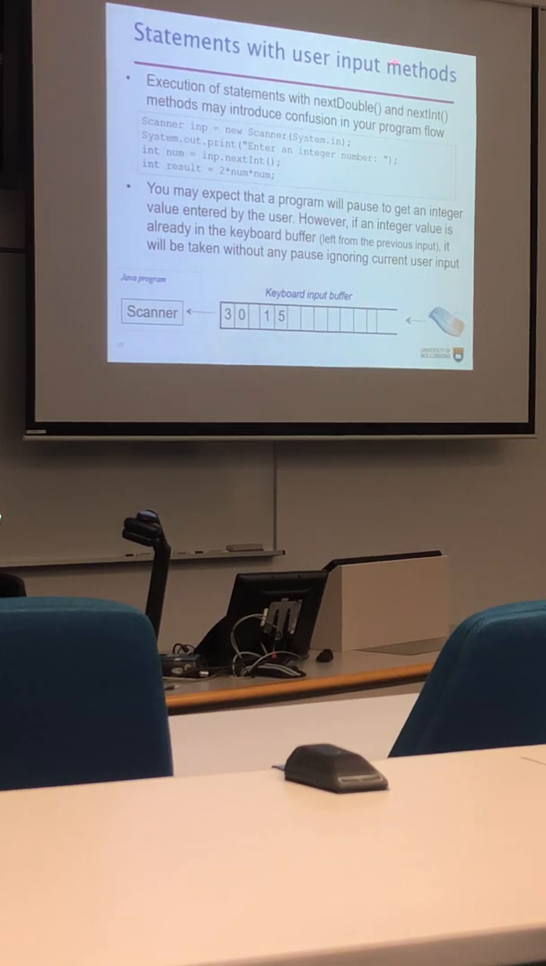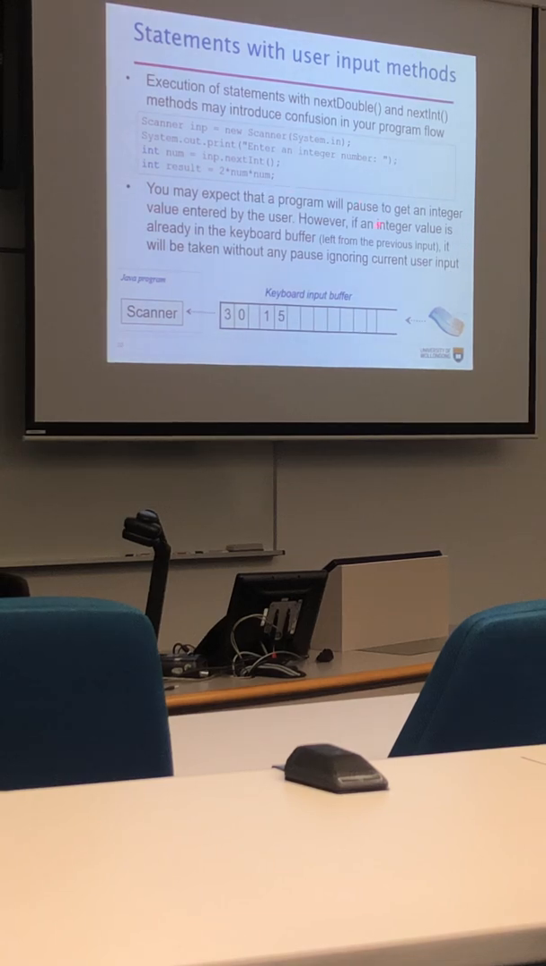Statements with user input methods. Execution of a statement with the nextDouble and nextInt methods may introduce confusion in your program flow. For example, suppose you say input = new Scanner(System.in). You ask the user to enter an integer number. int num = input.nextInt(). int result = 2 * num * 1.